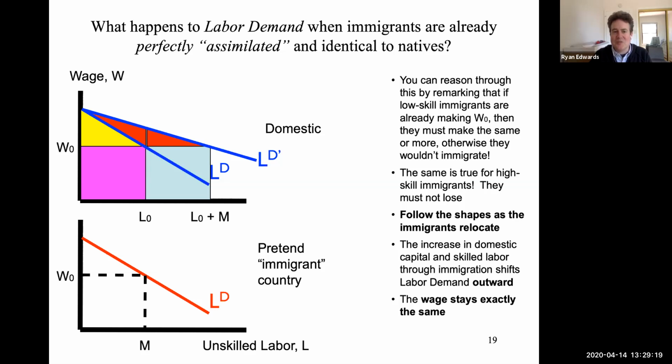There has to be a reason for you to get up and move: going to college, getting a job, something like that. And here that's the point, right? It's labor relocating from an immigrant country to a receiving country because they're getting jobs and they're earning more than they otherwise would.